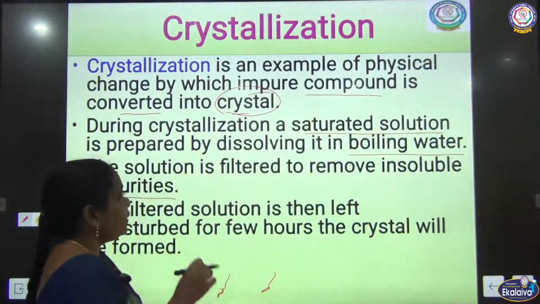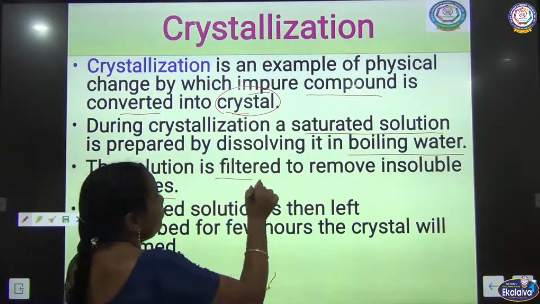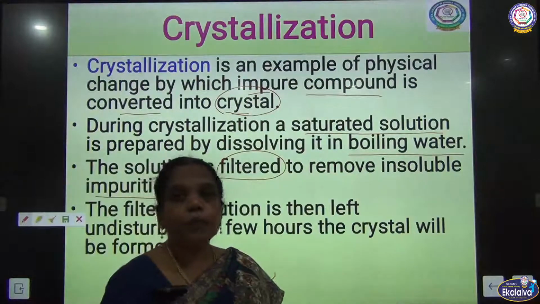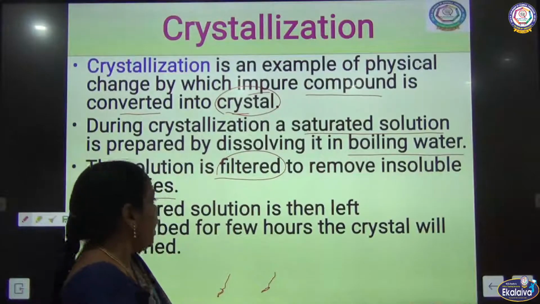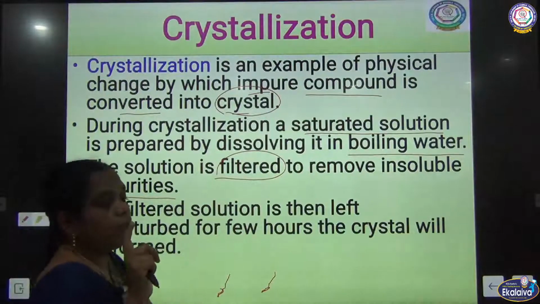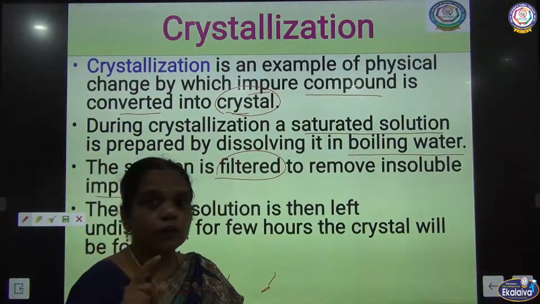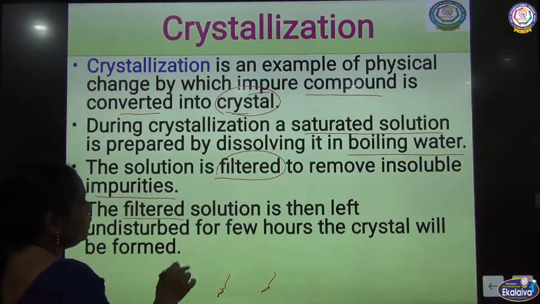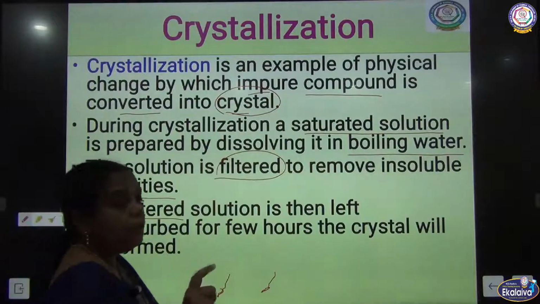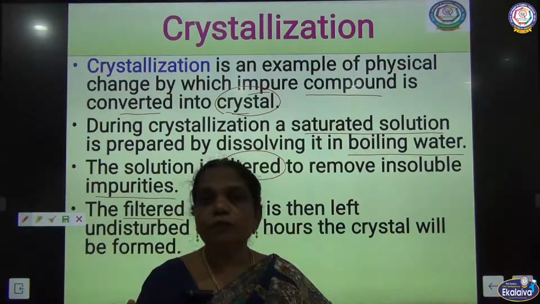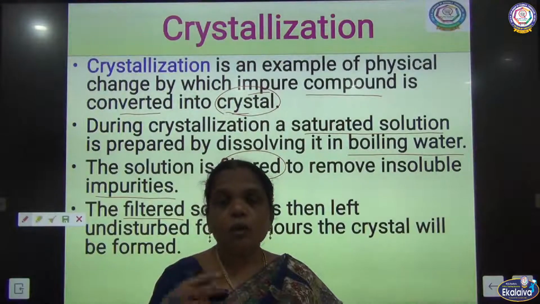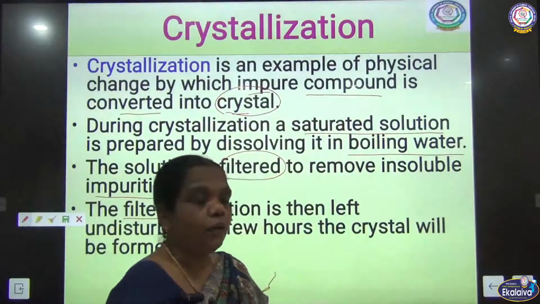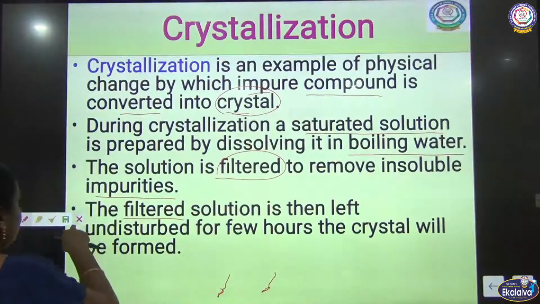The impurities which are not soluble in the solvent can be removed by filtration. By filtering, the insoluble impurities are removed, and then the remaining hot solution, the filtrate, is kept undisturbed for a few hours. What is going to appear? The crystals are going to appear. Now you can see the process.